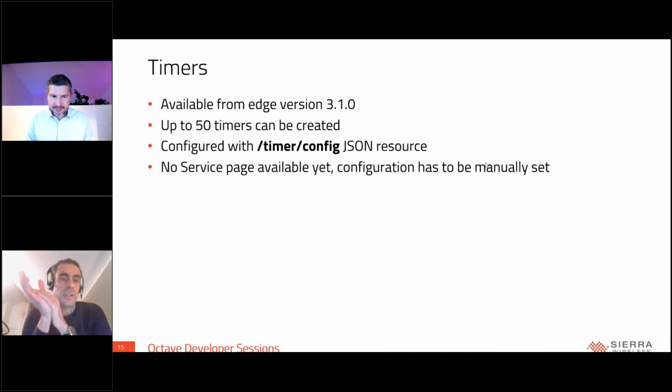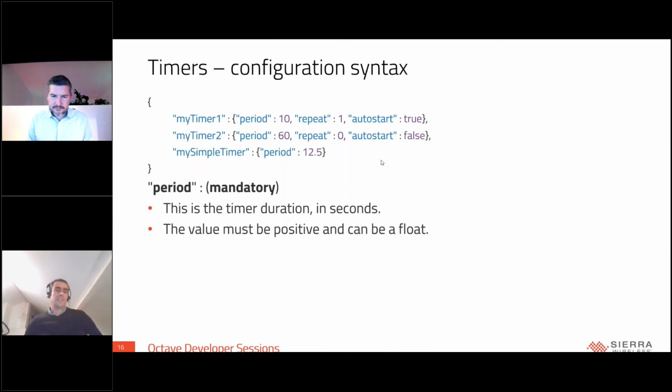Now I would like to talk about timers. This is a new feature introduced in 3.1.0. These features allow you to create up to 50 timers with a single JSON configuration. There is no service page available yet, so for now you have to configure it manually via this JSON resource. So here is the syntax.